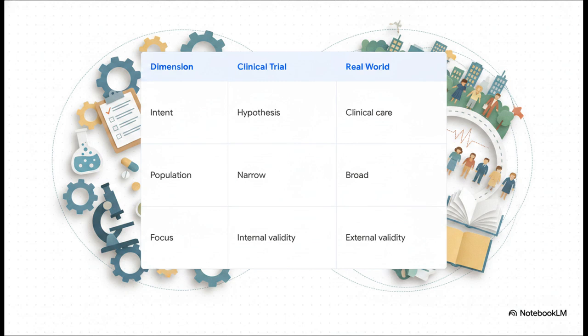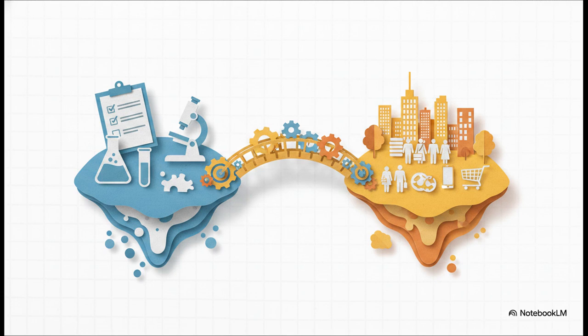Real-world data, on the flip side, prioritizes external validity. It helps us determine a drug's effectiveness under real conditions, capturing broad populations and the natural, messy ways treatments are actually given. But here's the exciting part. Internal and external validity aren't mutually exclusive endpoints anymore. Today, we are actively bridging that gap.